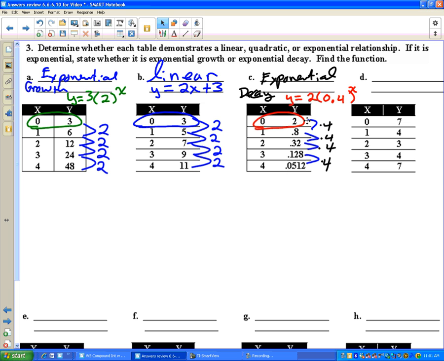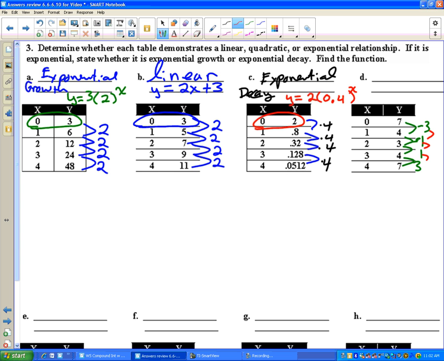This last one, if you notice, my numbers go down and then they go back up. And so that tells me more than likely this is going to be quadratic. But let's do our differences. 4 minus 7 is a negative 3. 3 minus 4 is a negative 1. 4 minus 3 is 1. 7 minus 4 is 3. That was a negative 1. So continue. My first differences are not the same.